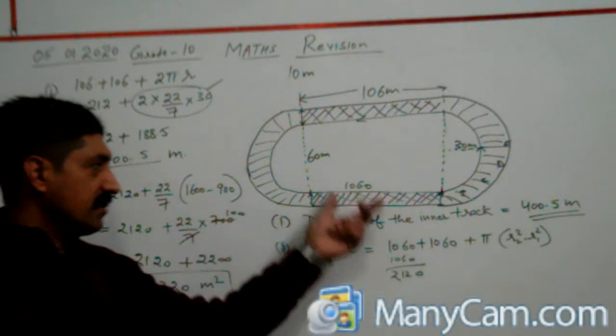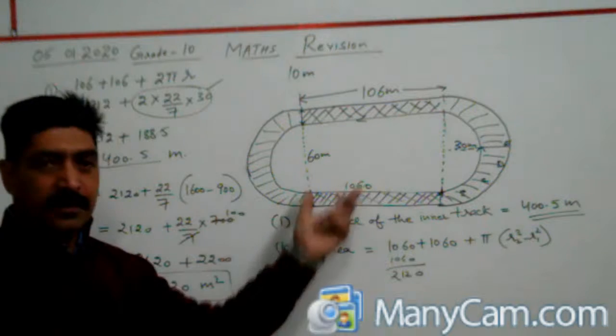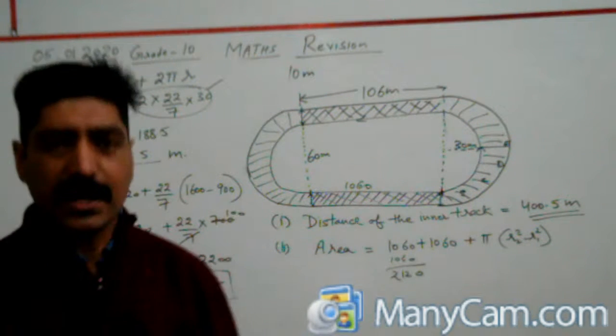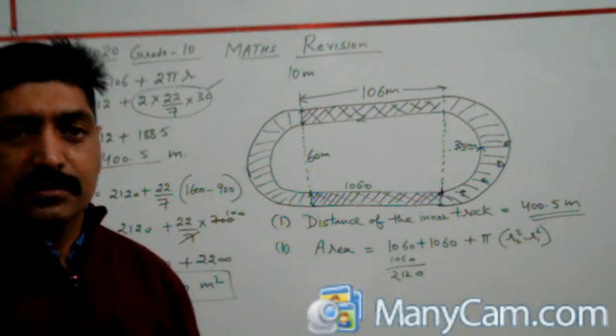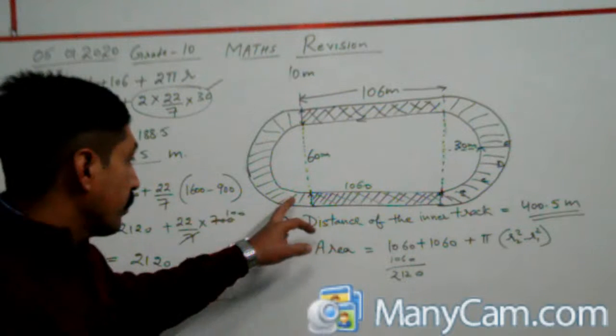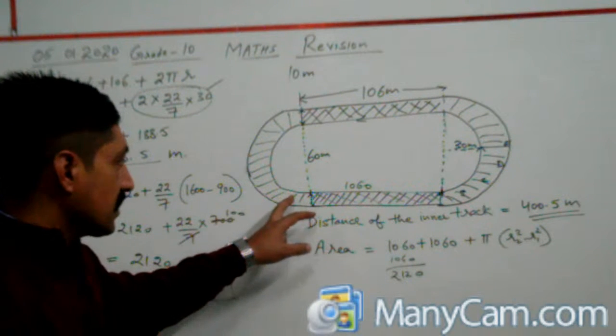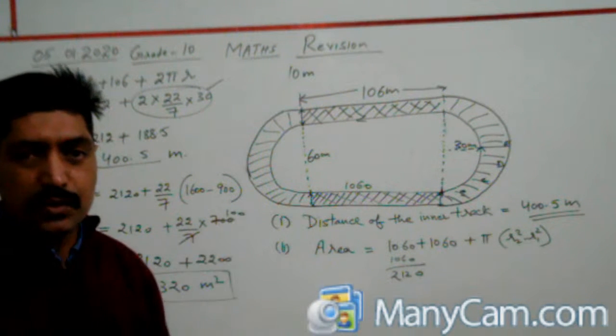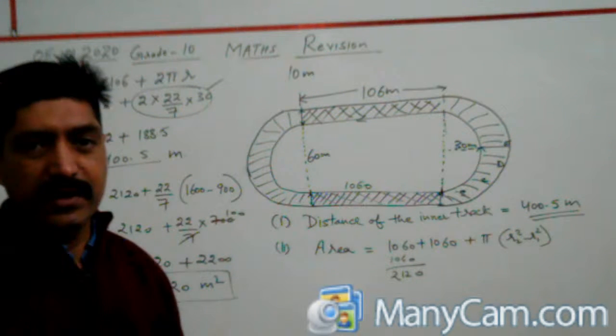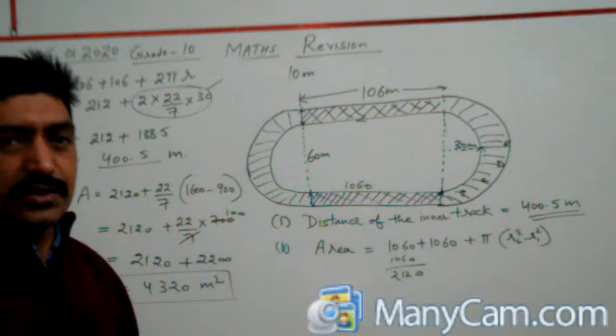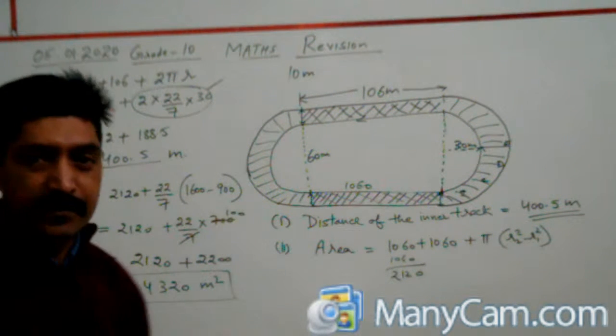Most of the cases in some of the bigger cities, these tracks are very beautiful synthetic tracks, right? So the area calculation is very, very important. It is a real life situation example. Okay.